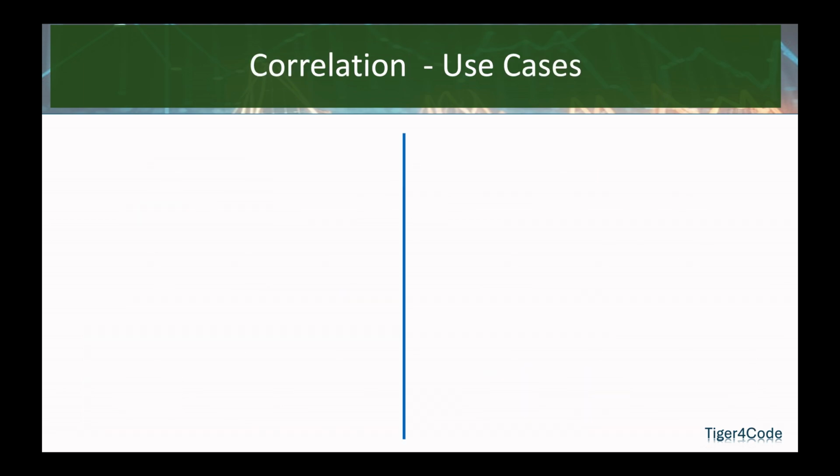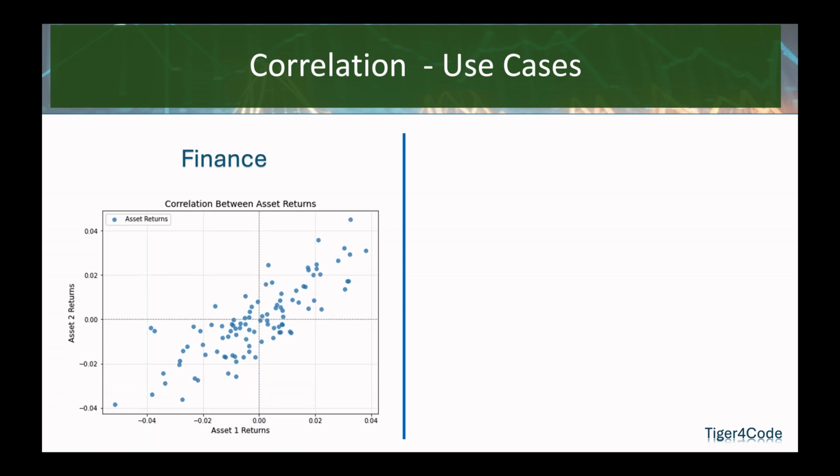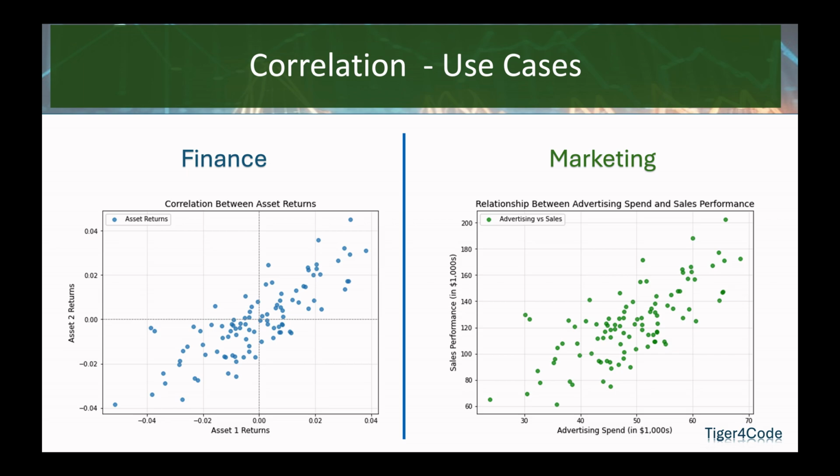Correlation is used heavily in time series analysis. For example, in finance, to evaluate how two assets move in relation to each other, helping investors to diversify their portfolios. In marketing, understanding the relationship between advertising spend and sales performance.